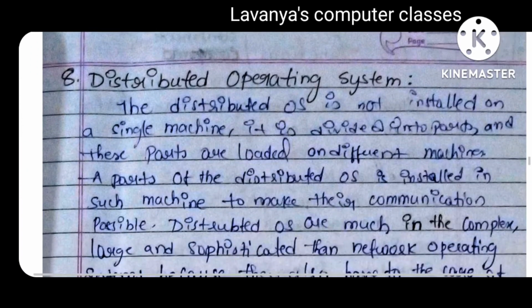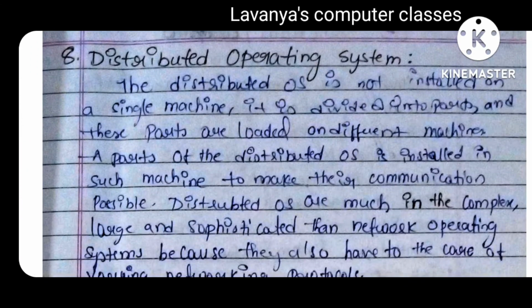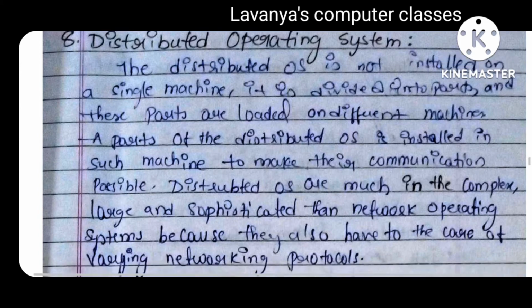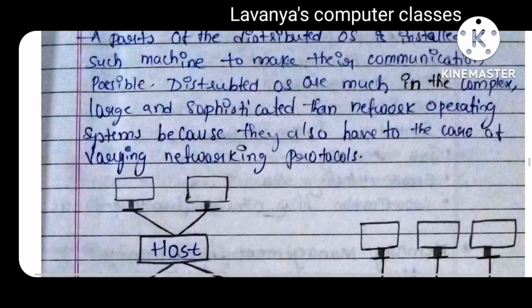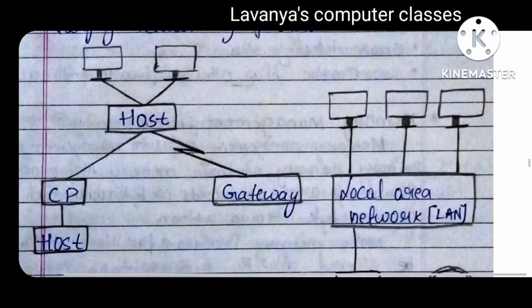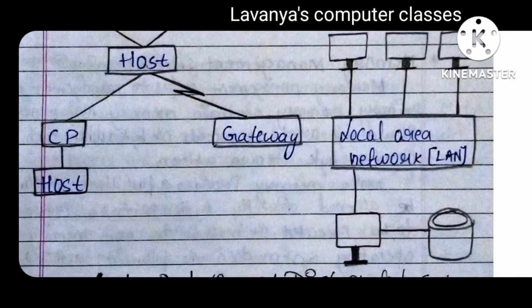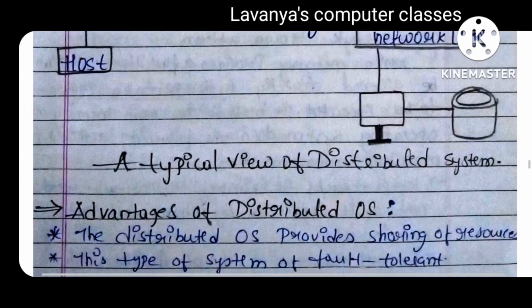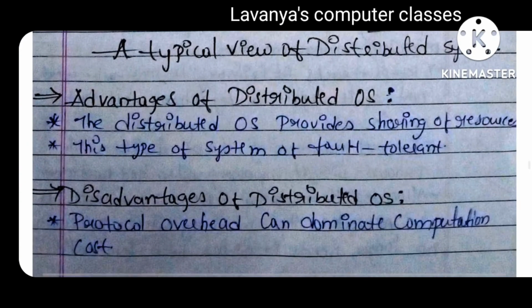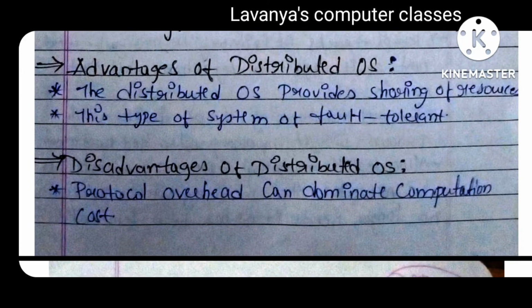Next, distributed operating system. Definition of distributed operating system, advantages, disadvantages. Diagrammatic representation, distributed. Advantages, disadvantages.